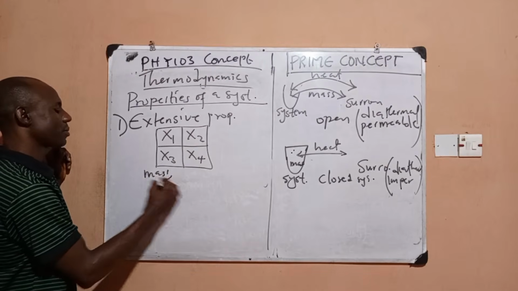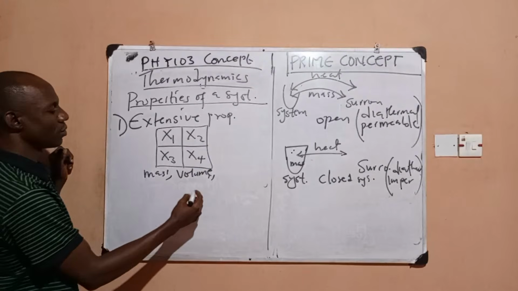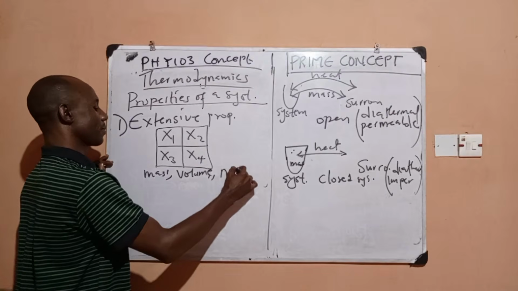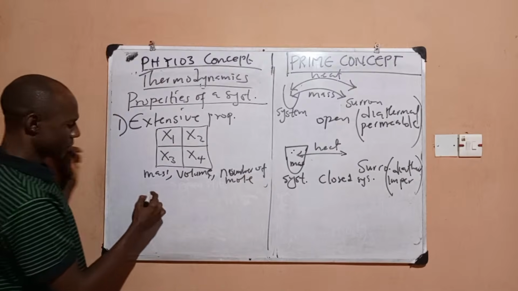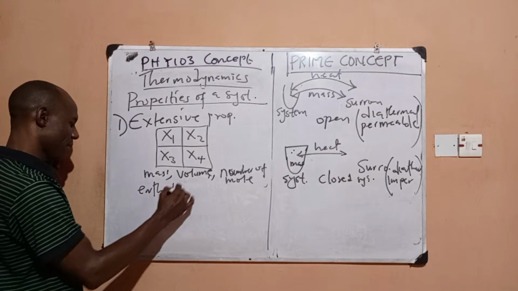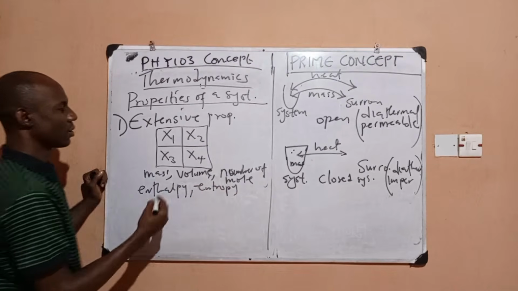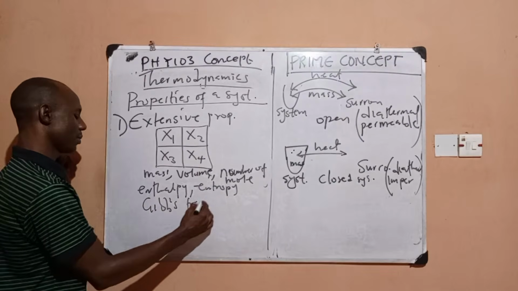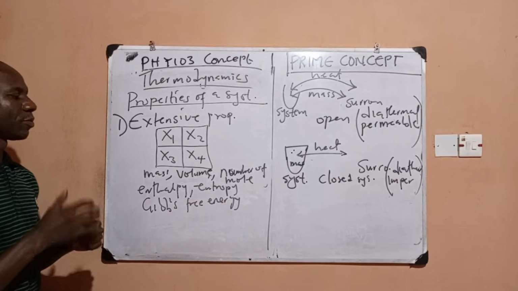So what are examples of extensive properties? Mass, volume, what is the name? Number of mole. Number of mole, enthalpy, entropy, and so on, Gibbs free energy, and so on. So those are extensive properties.